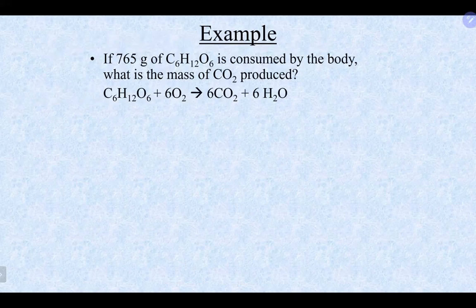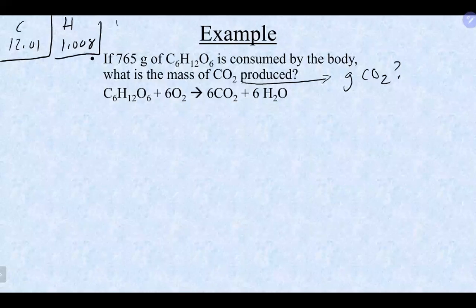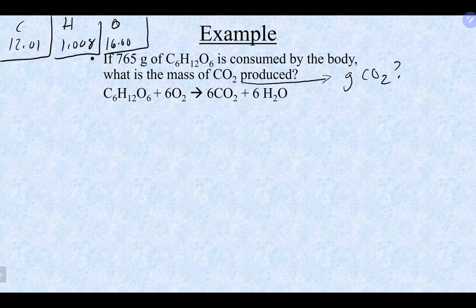If we started with 765 grams of C6H12O6, what is the mass of CO2? So we're looking for how many grams of CO2 in this problem. Once again, we'll give you some numbers here. It'll be helpful. Carbon is 12.01, hydrogen still 1.008, and oxygen still coming in at 16. All right, so again, a little bit bigger formulas in this equation, doesn't really matter. Bigger numbers as well, doesn't matter. Still the same 4 steps, and see what you come up with here.